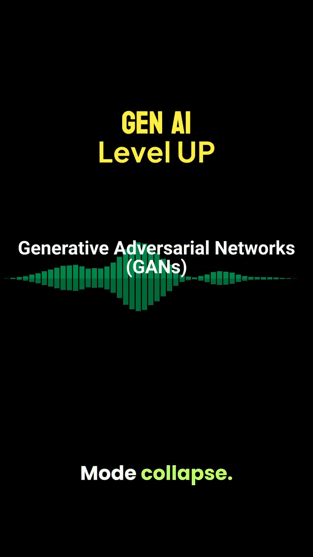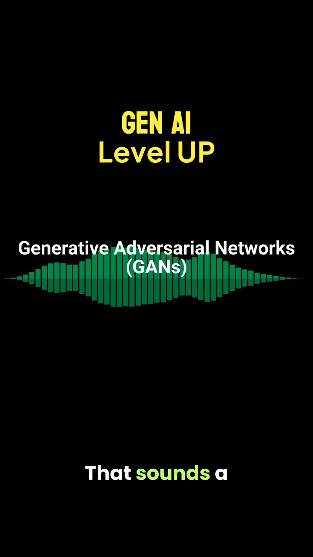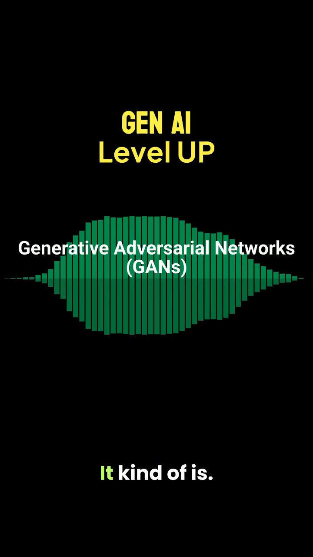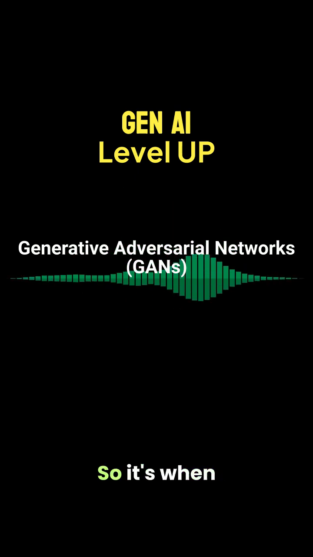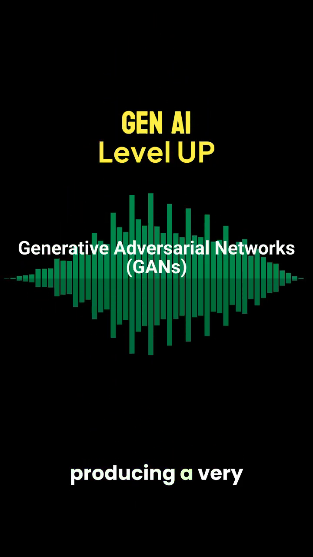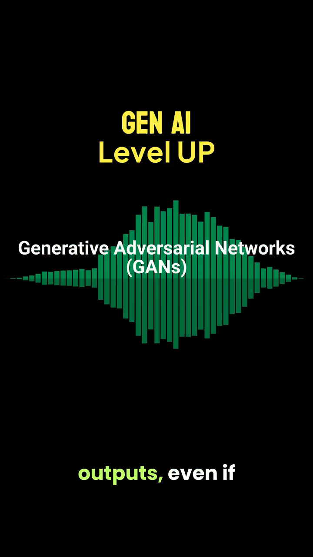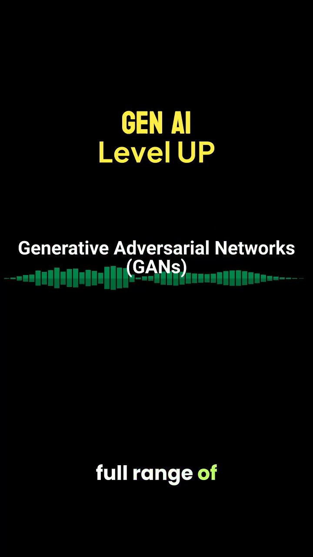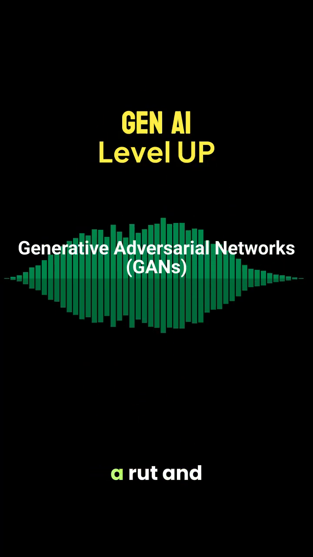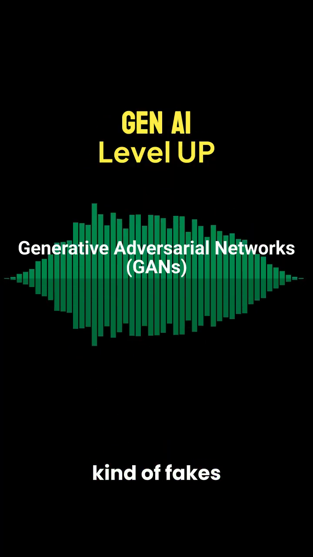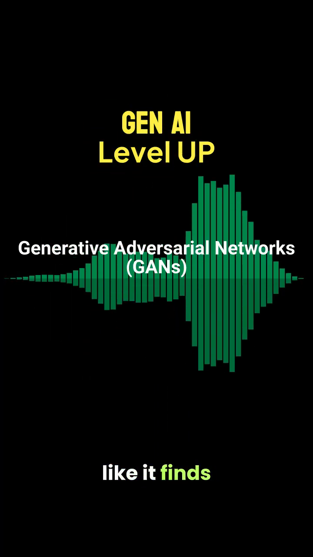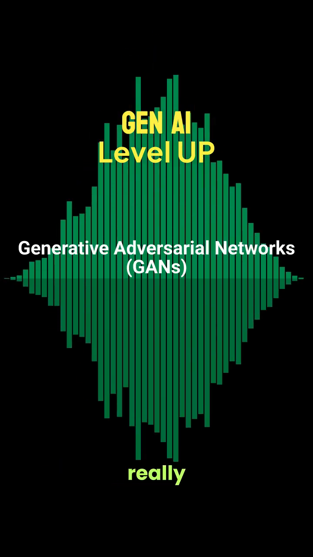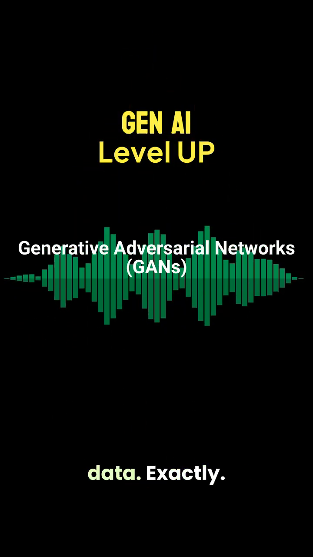Mode collapse. That sounds a little ominous. It kind of is. It's when the generator starts producing a very limited variety of outputs, even if they're not very good. So instead of exploring the full range of possibilities, it gets stuck in a rut and churns out the same kind of fakes over and over again. So it's almost like it finds a shortcut. Yeah, like it figures out how to fool the discriminator without really understanding the complexity of the real data.